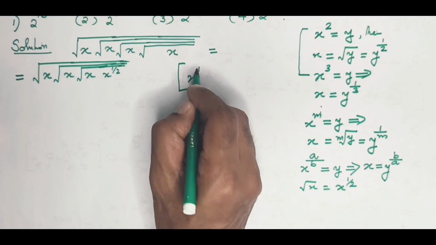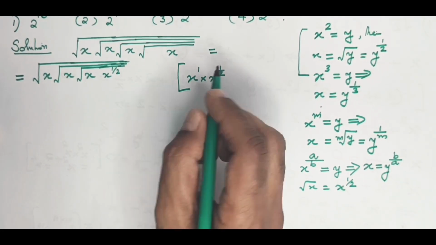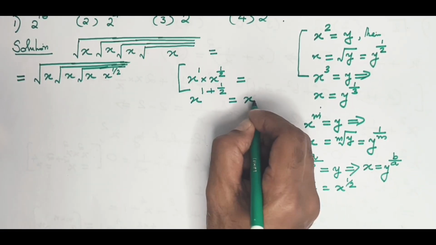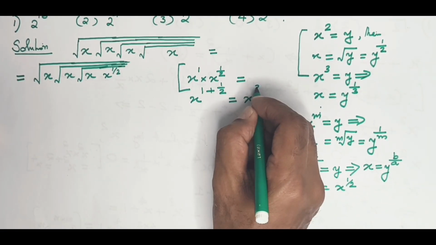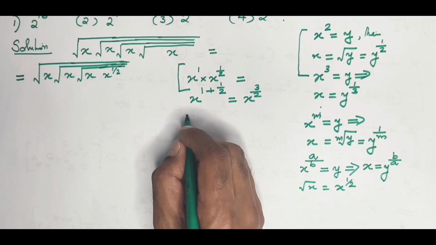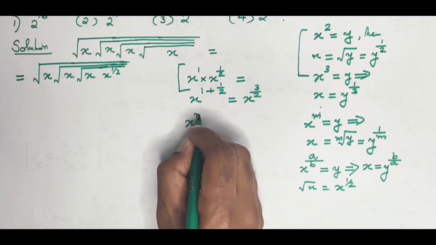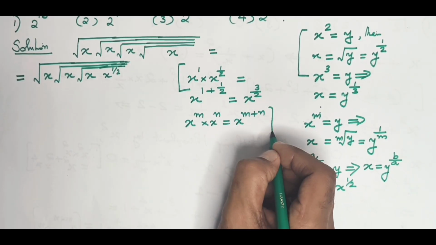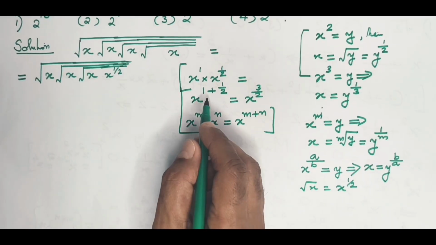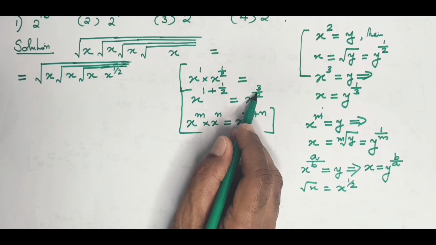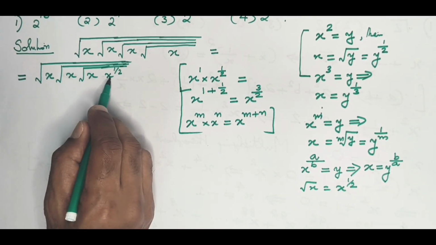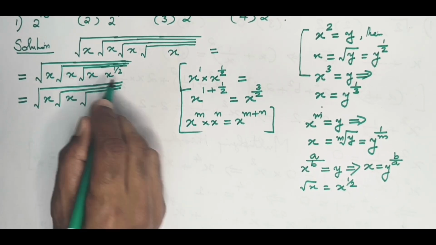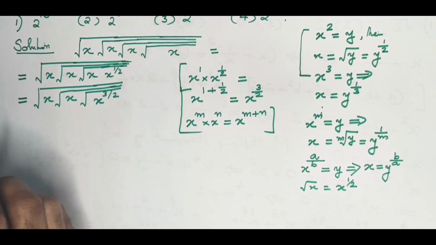x means x to the power of 1 multiplied by x to the power of 1 over 2. This equals x to the power of 1 plus 1 over 2, which equals x to the power of, on simplification, you will get 3 divided by 2. I made use of a simple law of exponent like x to the power of m multiplied by x to the power of n equal to x to the power of m plus n. So let me plug in x to the power of 3 divided by 2 for x multiplied by x to the power of 1 over 2 in the next step. And this has been simplified to this 3 over 2.